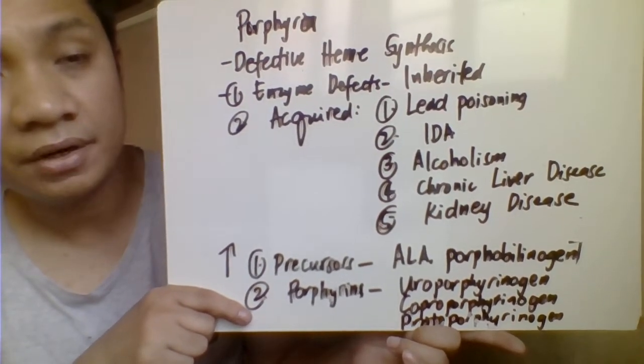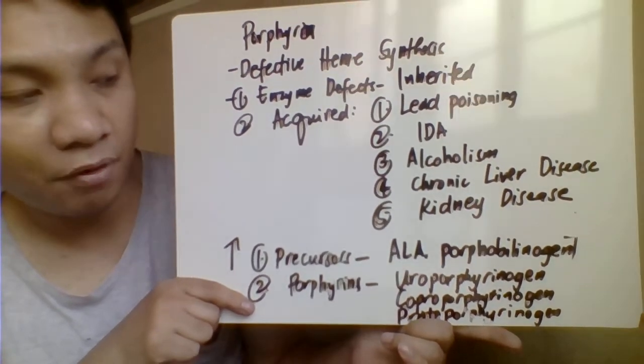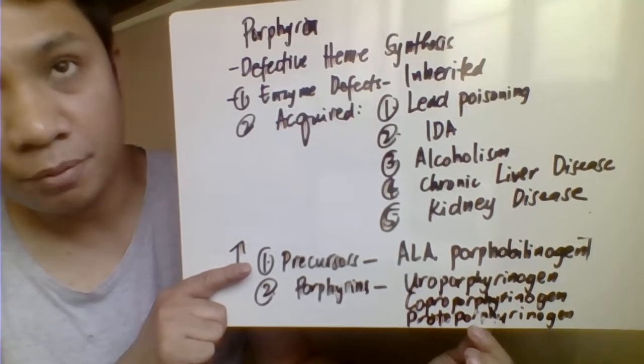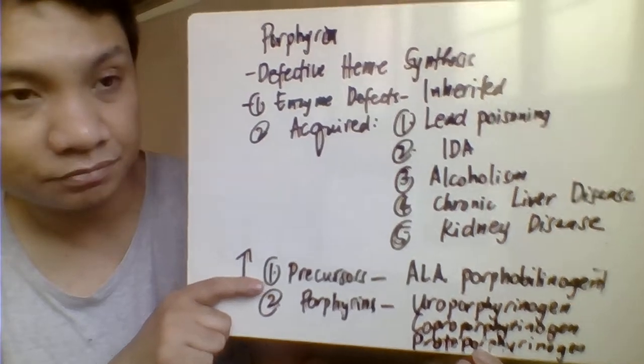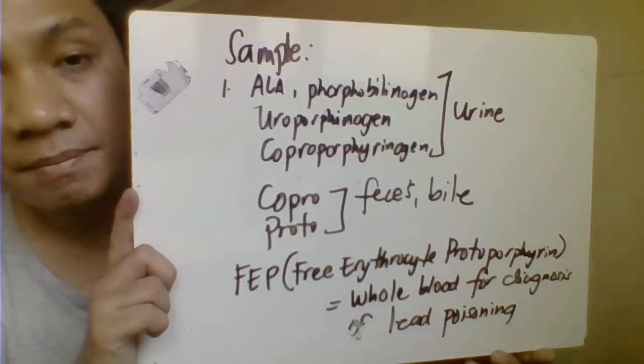ALA, that stands for delta-aminolevulinic acid, plus the porphobilinogen, those are the precursors. And the three porphyrins: uroporphyrinogen, coproporphyrinogen, and protoporphyrinogen. Okay, in order for us to detect the presence of those substances, these are our ideal samples.